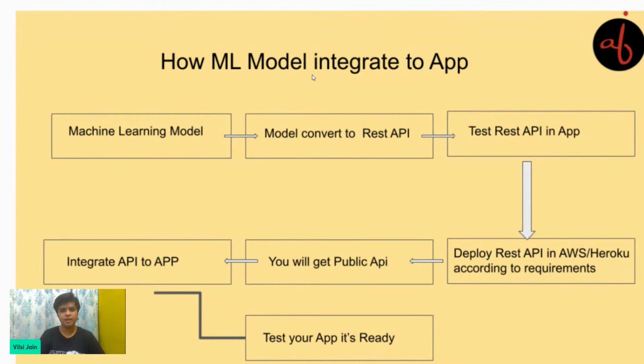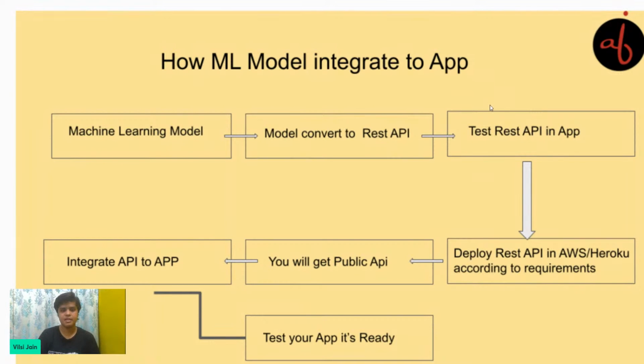Now, I will tell you how, using this flowchart I have made to make it clearer. Firstly, I will just overview this flowchart, then I will tell you all the things in detail. So, firstly, if anyone makes a machine learning model, there are many steps to integrate it with your app. Now you have to convert your model to a REST API. What is a REST API? I will be taking you through that.